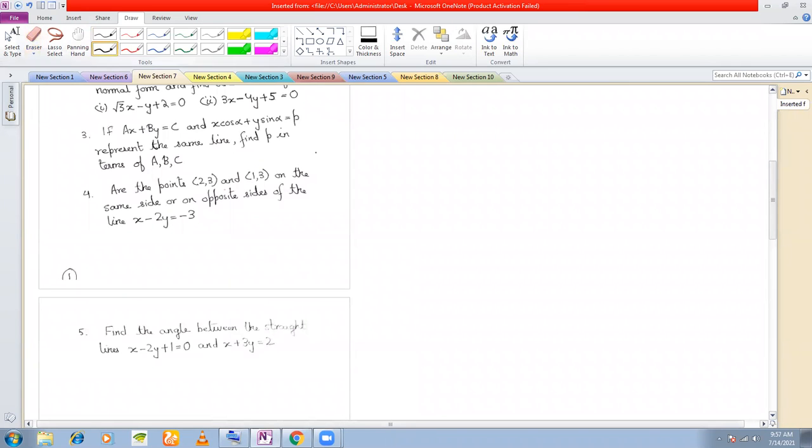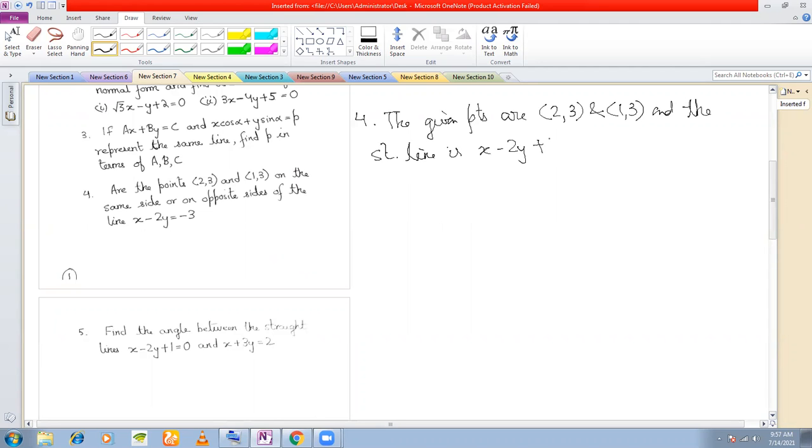Question here is, are the points on the same side or on opposite sides of the line? Now this already I've shown you, right? The given points are 2, 3 and 1, 3. And the straight line is x minus 2y plus 3 is equal to 0. I've brought minus 3 on the other side.